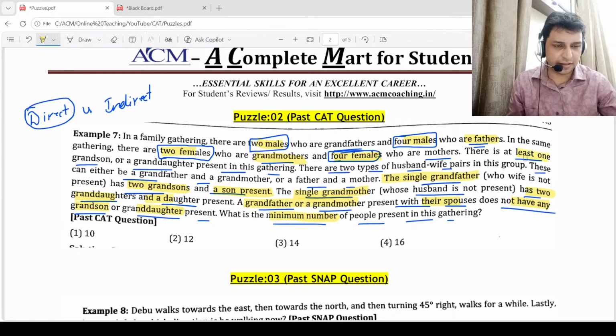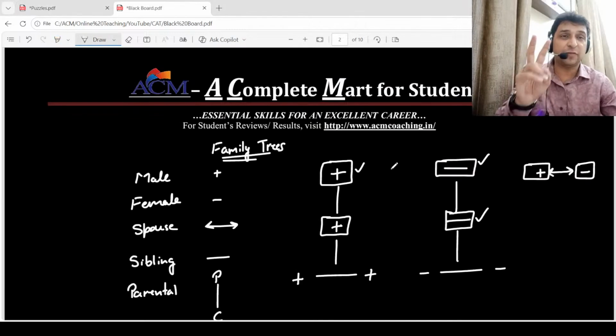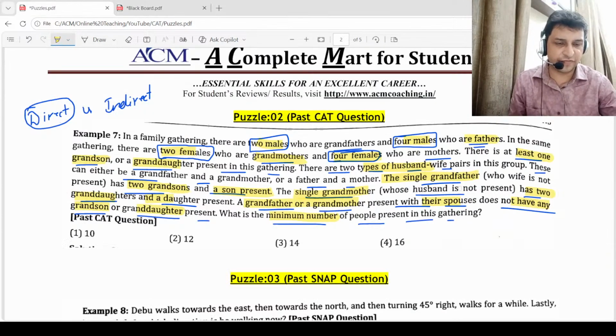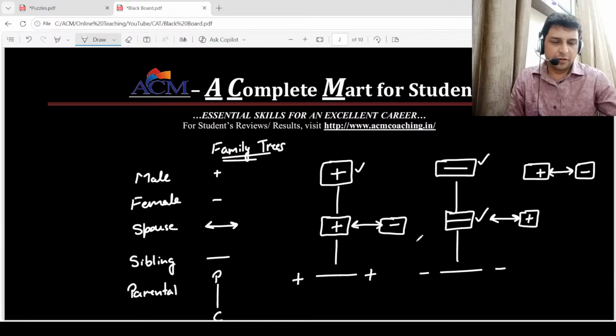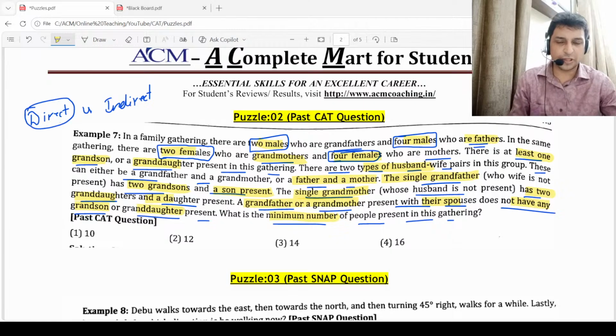There is at least one grandson or a granddaughter present. So we have grandsons, and two granddaughters we already have. There are two husband-wife pairs as well. This is one, the grandfather and grandmother. The second pair, we can have a father and a mother. So let's make a father-mother pair here, and a father-mother pair here. So that also is done. So all the information has been taken care of.